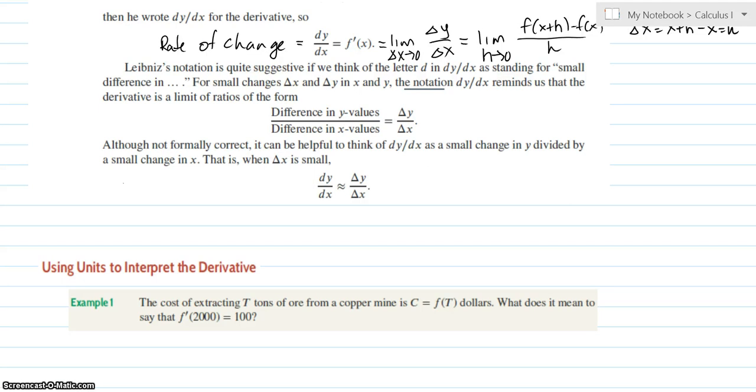Let's start with example 1. It says the cost of extracting T tons of ore from a copper mine is some formula which we don't know, C equals f of T in dollars. What does it mean to say f prime of 2000 equals 100?